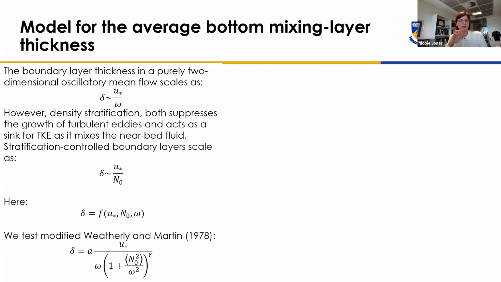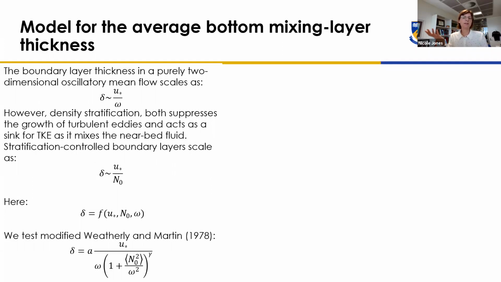So if we go back a little bit to the theory, the boundary layer thickness for an oscillatory mean flow scales like the bottom stress divided by omega, where omega is the frequency of your oscillation. So this tells us in an unstratified flow that for very short surface wave periods, we're going to have a very small boundary layer, but for a surface tide, that boundary layer has the potential to grow much larger for an equivalent U star, of course.